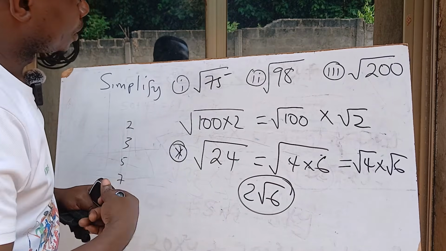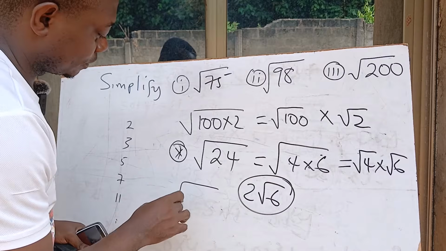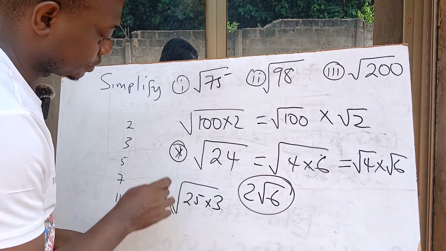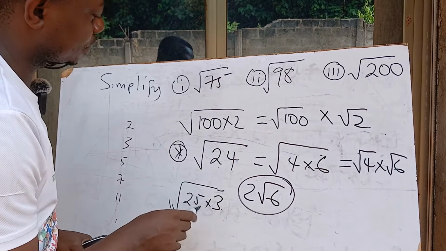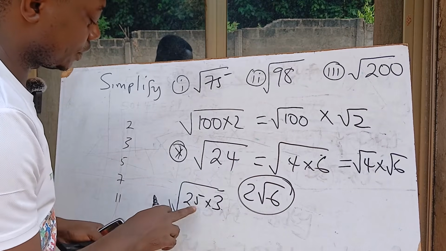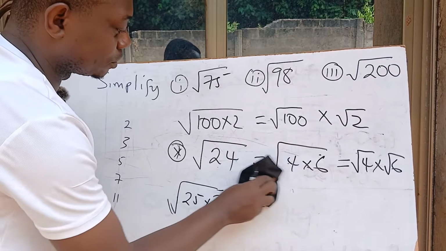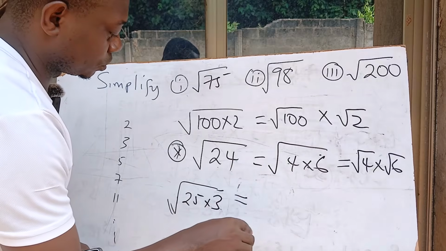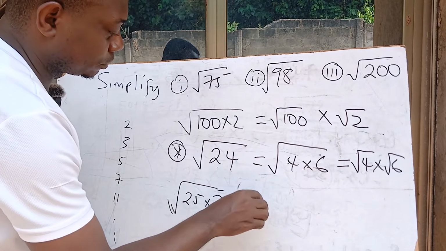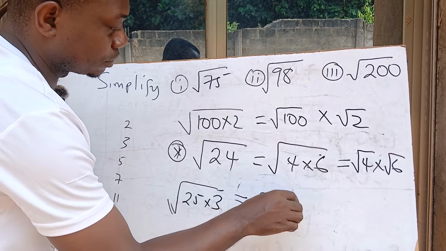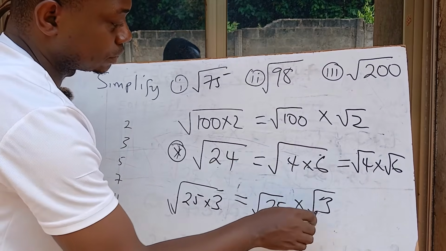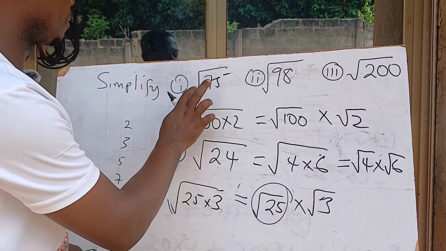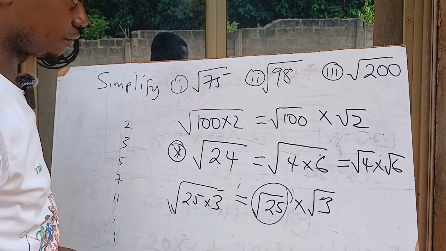So we have 25 times 3. This one is a perfect square, so you are free to go. Once you get one perfect square here, you are free to go. So we have square root of 25 times square root of 3. This one is a perfect square. That will give us 5. So 5 root 3 is the same as square root of 75.